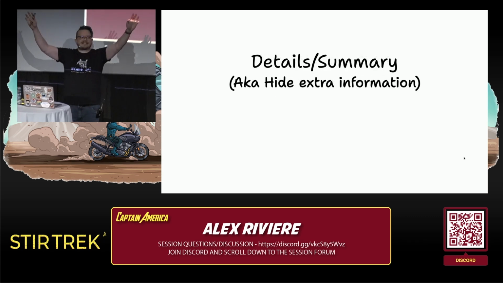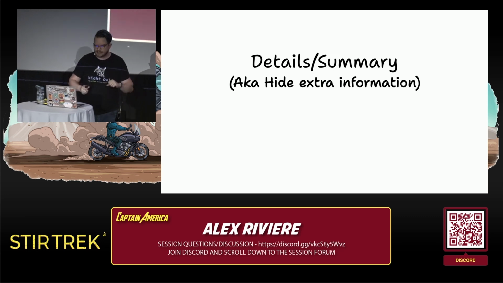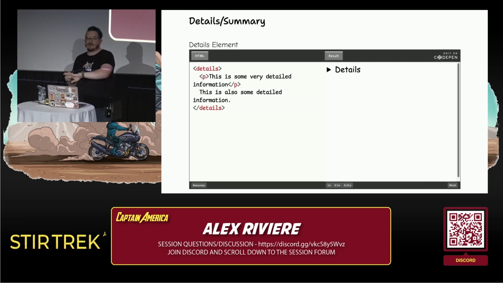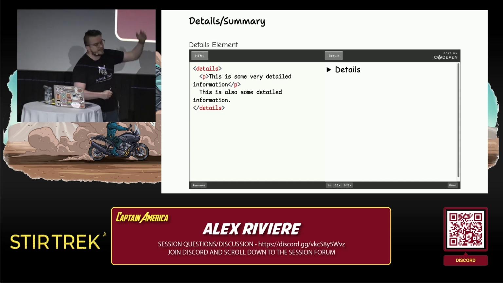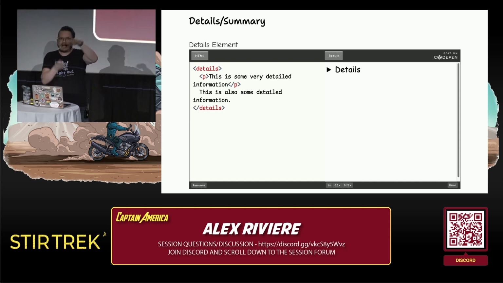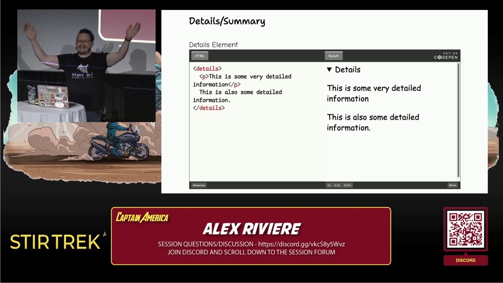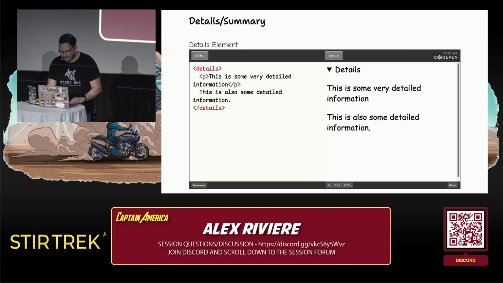So we're going to talk about details and summary elements first. I like to call these, hide extra information. The way that a details element works, for those of you who have never seen a details element, you put things inside of a details element, and by default, it collapses the element and gives you a nice little button that when you click on the button, it opens up. Yay! Super handy. It allows you to hide information. It's great. We love the details element.